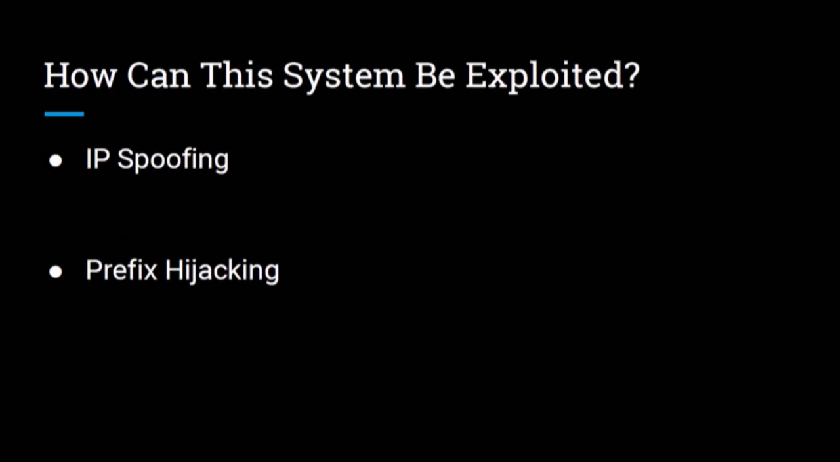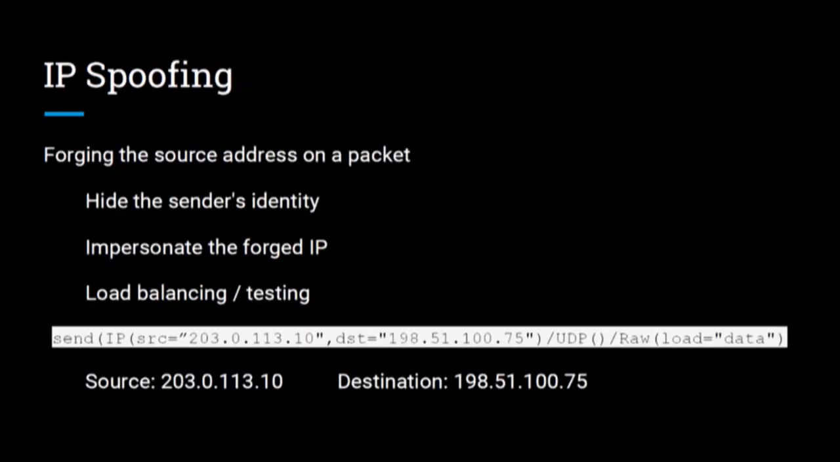Okay, so let's get back to the internet. Now, how can we exploit the internet? There's two main things we're going to talk about today: IP spoofing and prefix hijacking. IP spoofing is changing the source address on your packets as you're sending them out. Why you might want to do this: you want to hide your identity, impersonate somebody else to incriminate them, or just annoy them. Or you could be doing it for legitimate reasons like load balancing or testing.